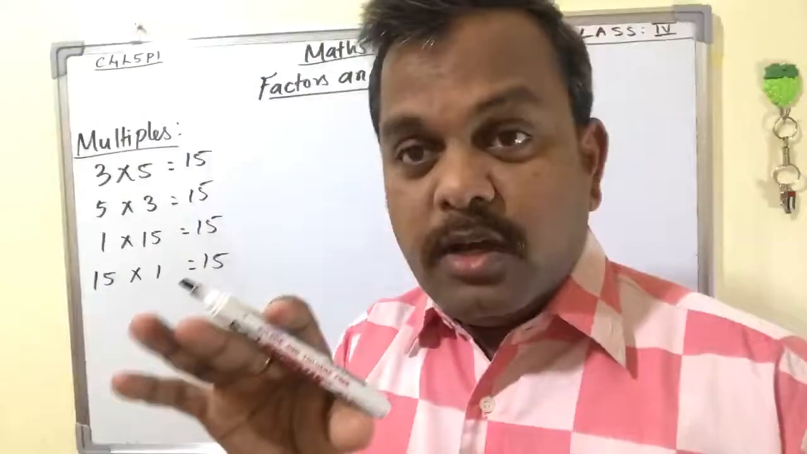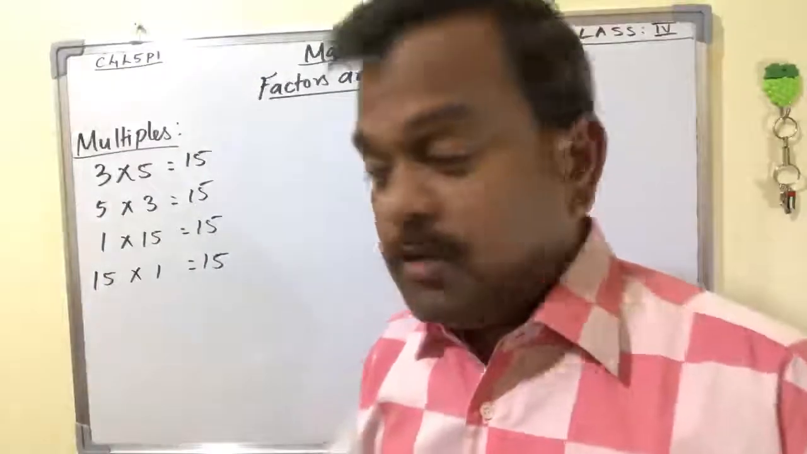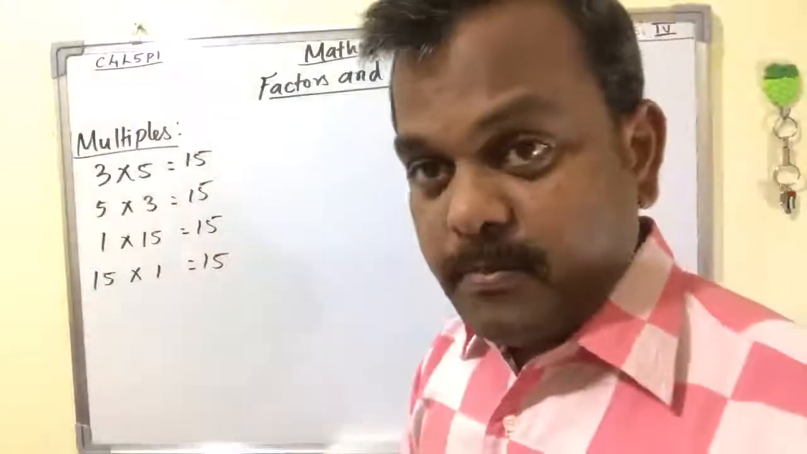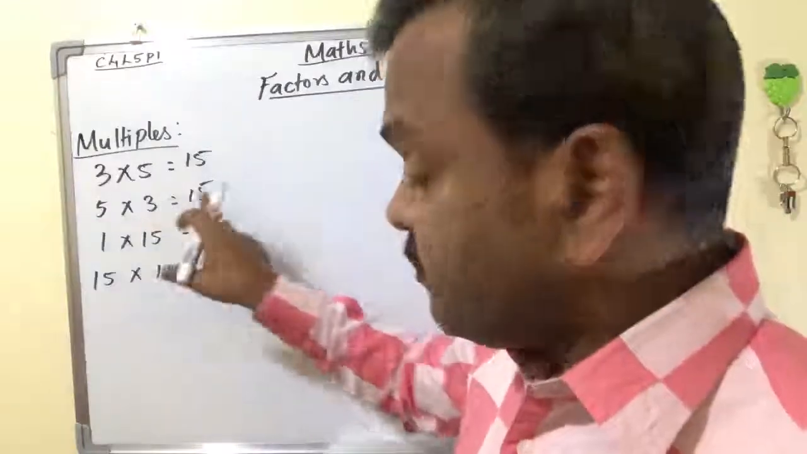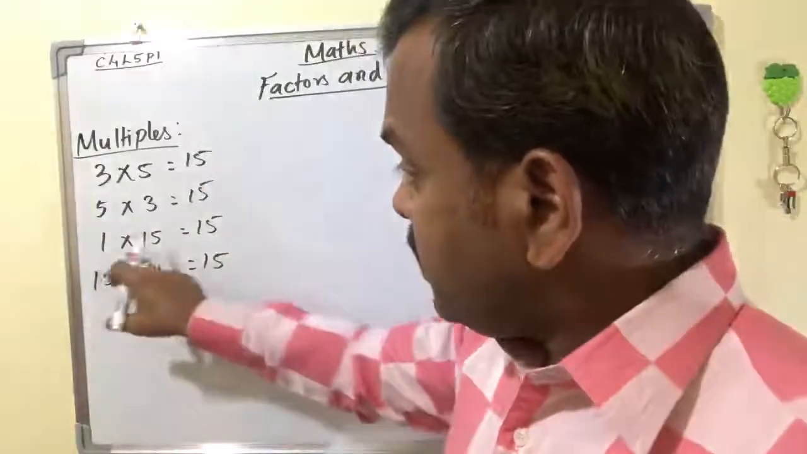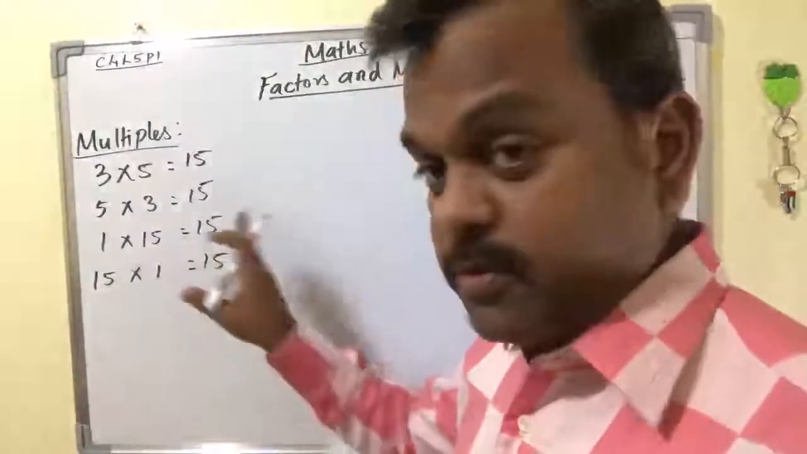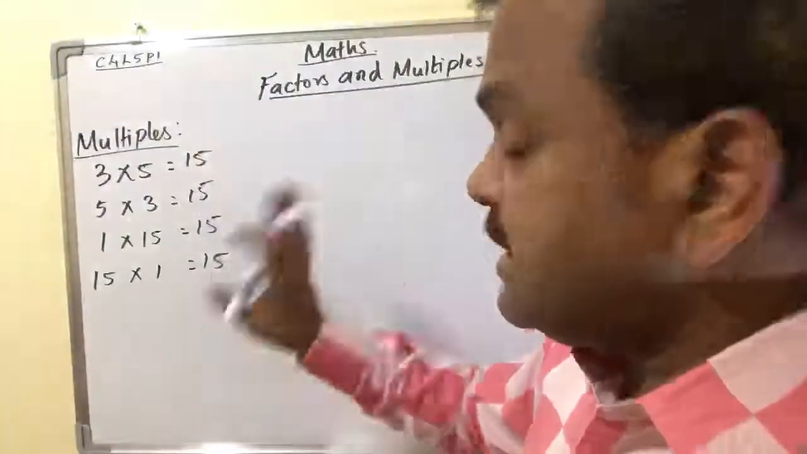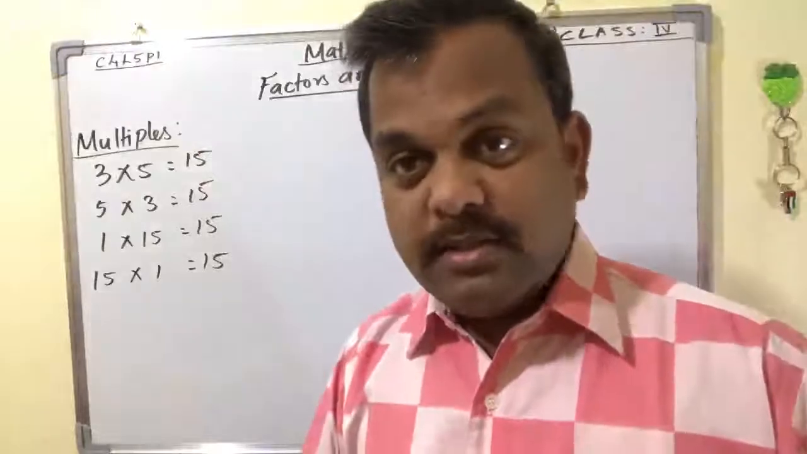What are the multiplications we are following? Look here. 3 5s are 15. 5 3s are 15. 1 15 is 15. 15 into 1 is 15. The answer is the same.